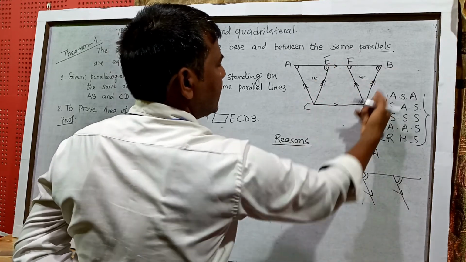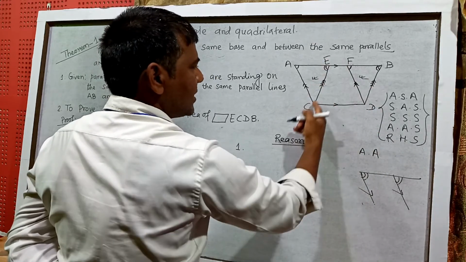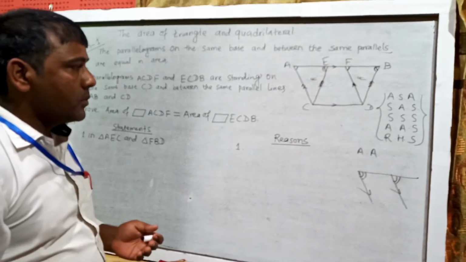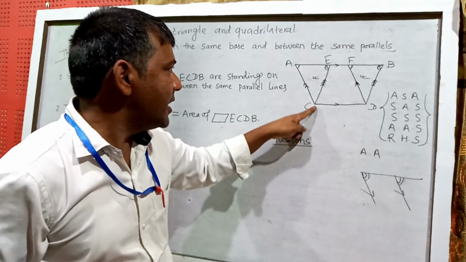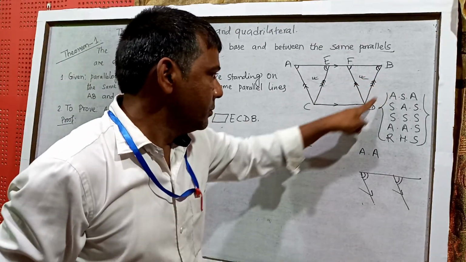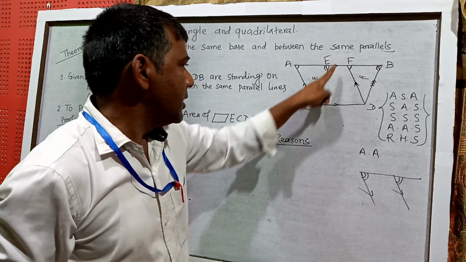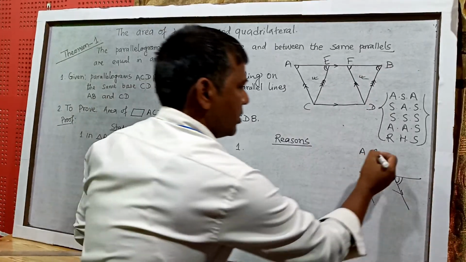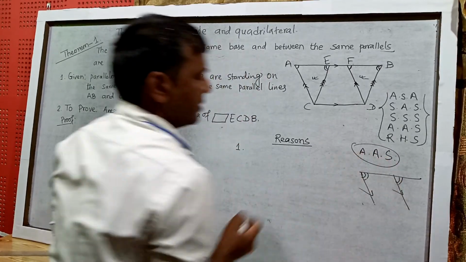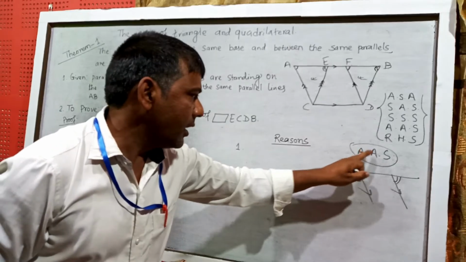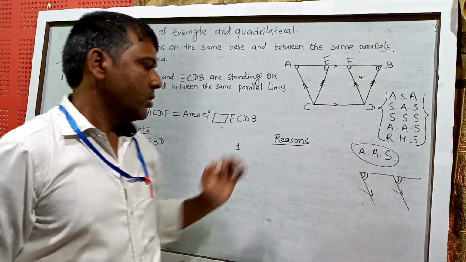EC side and BD side are equal because they are the opposite sides of the parallelogram. ECDB is a parallelogram. We know that the opposite sides of a parallelogram are equal. So EC equals BD because they are the opposite sides of the parallelogram ECDB. So side equal. By the axiom angle, angle, side, these two triangles become congruent.